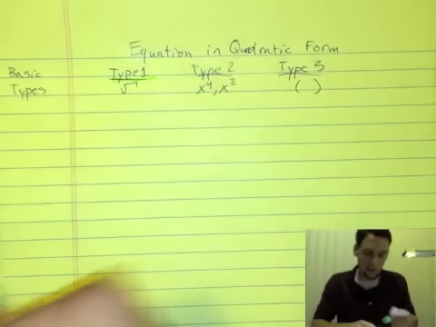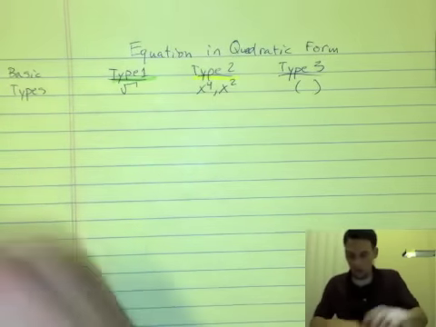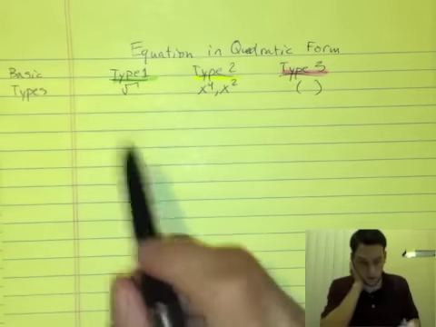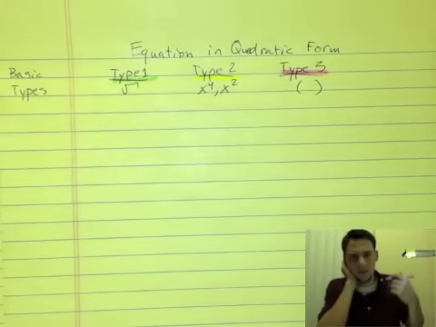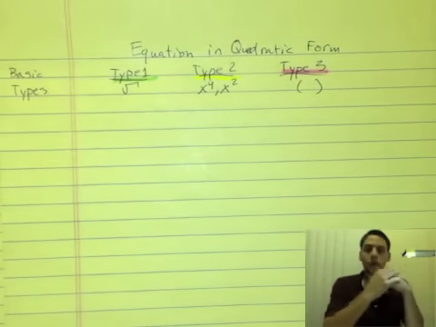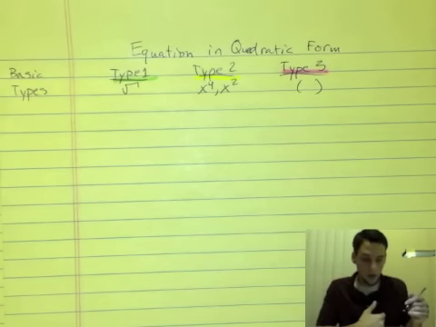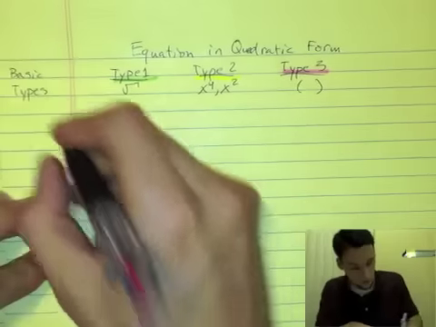And I'll show you how to deal with each of these types when we get there. So to make it look pretty, type 1, 2, and 3. I write basic types because there are going to be some variations, but we can deal with them in the same ways that I'll be showing you in the examples. It might look a little bit different. So just be aware of that, and let's look at the first example.